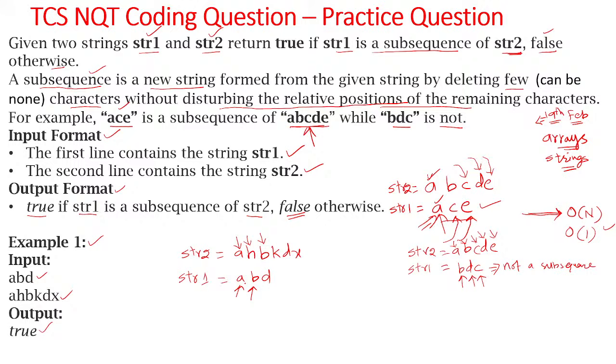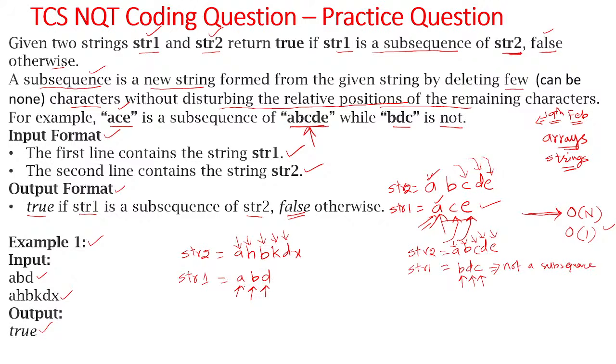We don't disturb string 1. So we'll move to the next character of string 2. Now you compare B equal to B. Yes. Then move to the next character of string 1 and the next character of string 2. Compare K equal to D. No, then move to the next character of string 2. D equal to D. Yes.